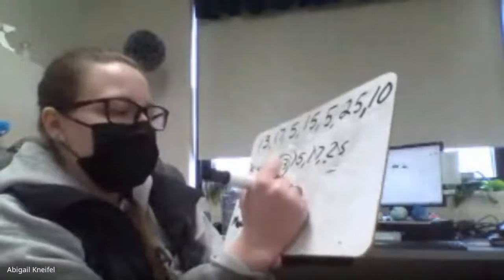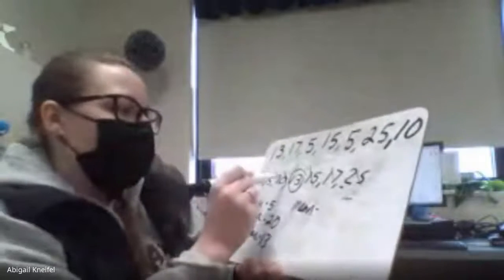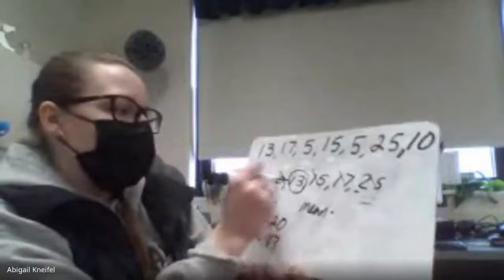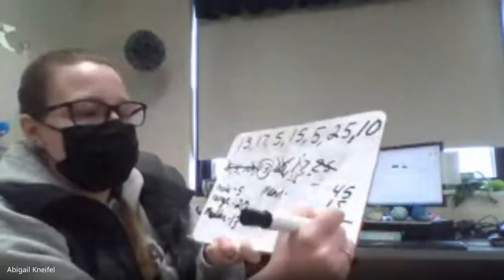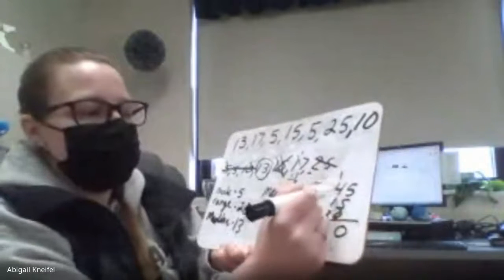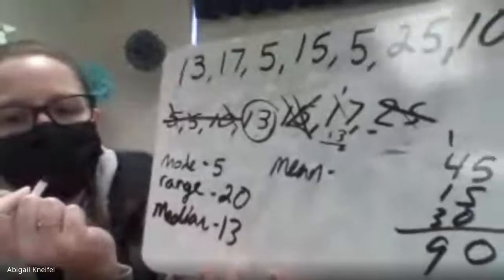And lastly, mean is the hardest, so I like to save it for last. 5 plus 5 plus 10 is 20. Plus 25 is 45. Plus 15, then 13 and 17 is 30. If I add all those up, I get 5 plus 5 is 10. Carry 4, 5, 6, 7, 8, 90. You get 90 if you add all of those up.